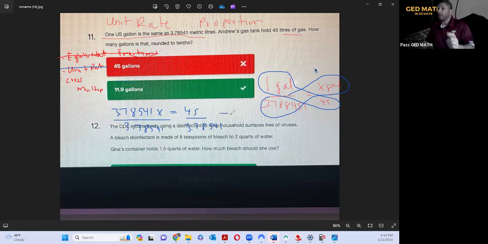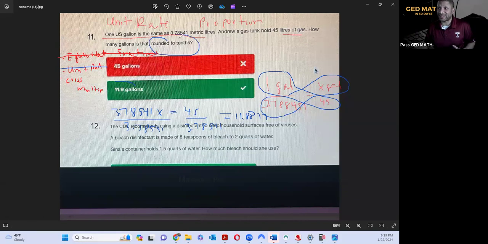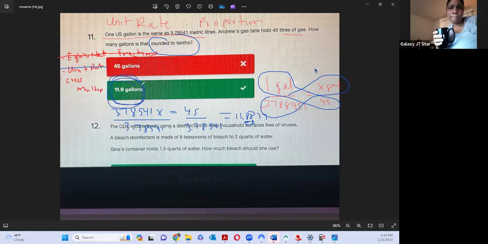11.8887474796. So 11.888, whatever you said, right? Well, it doesn't matter, that's fine, because remember, round to the tenths. My tenth place is my first 8. I look at the number to the right. That's 5 or above. That 8 becomes a what? And that's why it's 11.9.